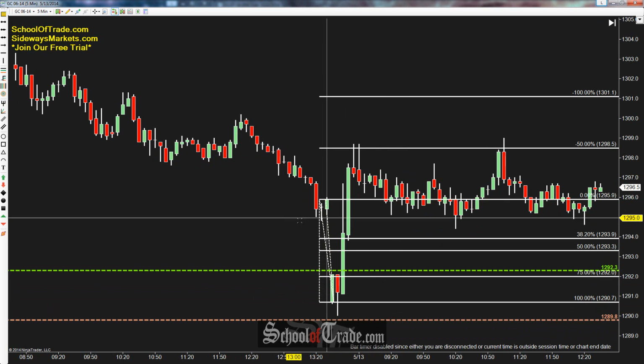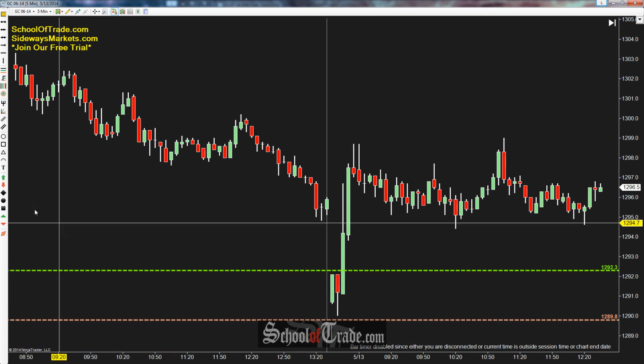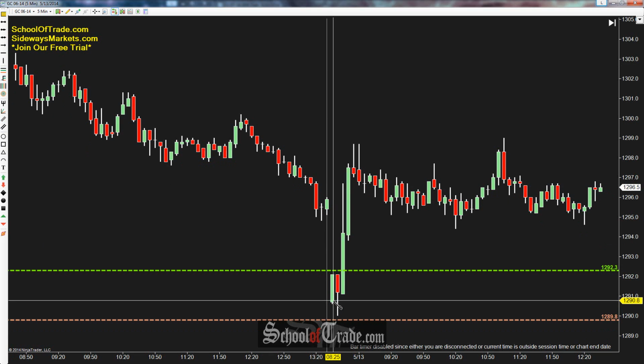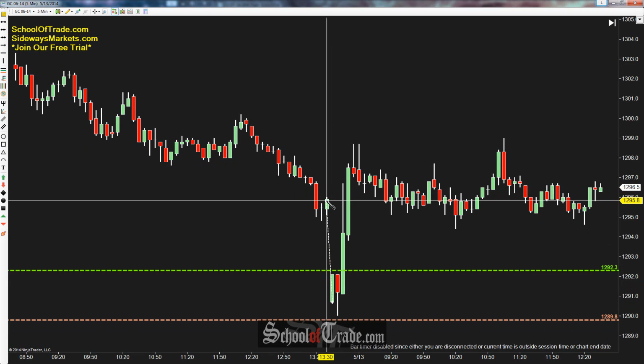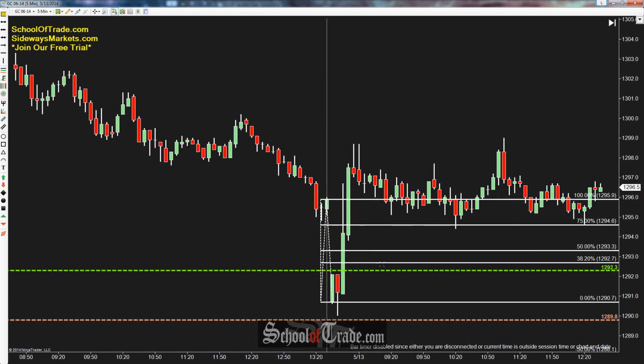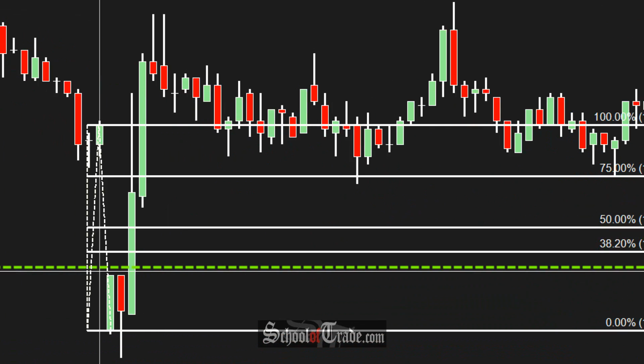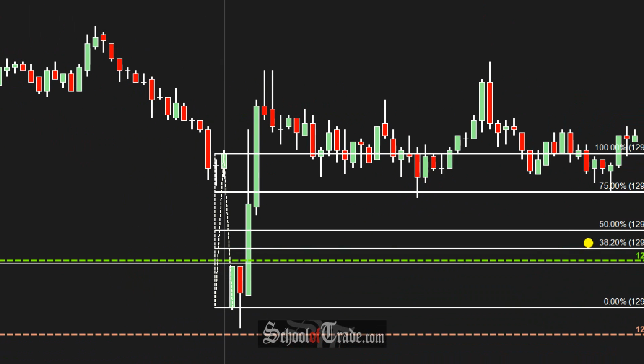The first target, and actually I think I drew that, yep, I drew that backward. So let's draw that again. We'll go from the open, rather, to the close, and then back to the open. There we go. So in this case, the first target is going to be the 38.2%. So right here is going to be our first target.